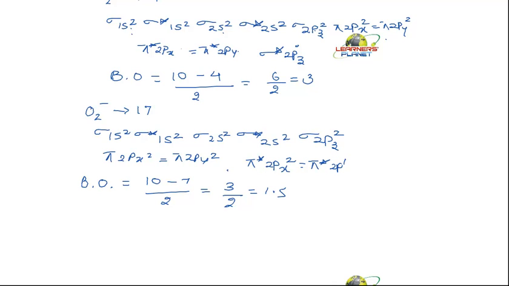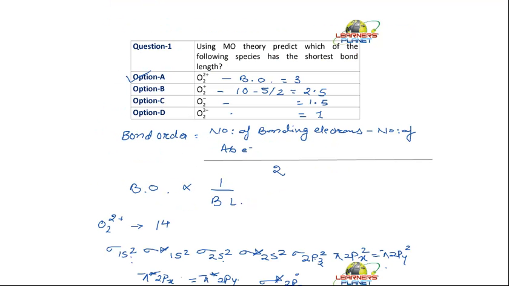So this was your question. It was a bit lengthy question, but you can just write the configuration for one and can predict the bond order for the others also.